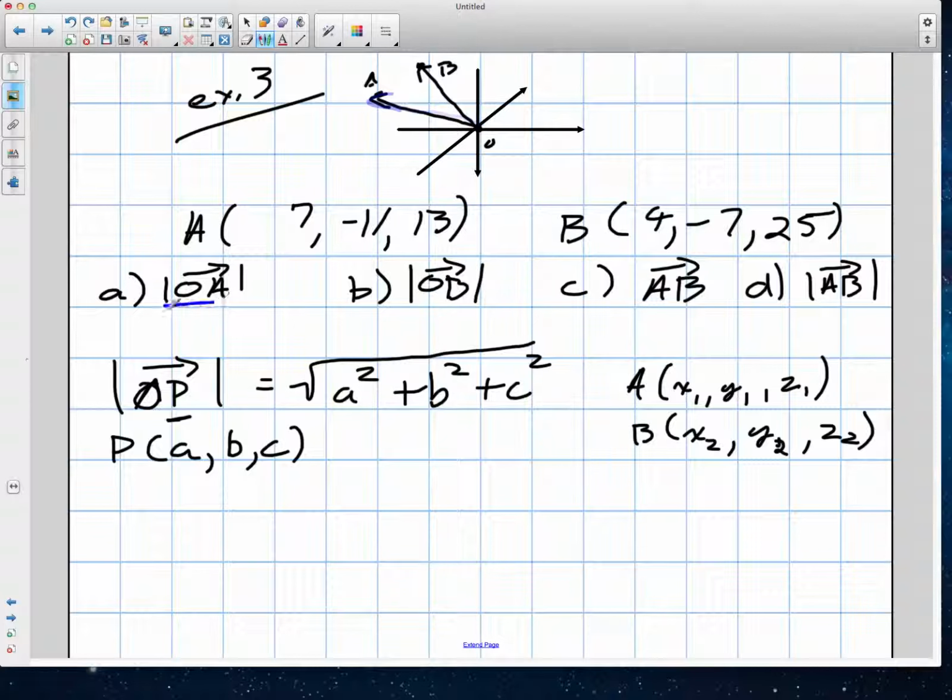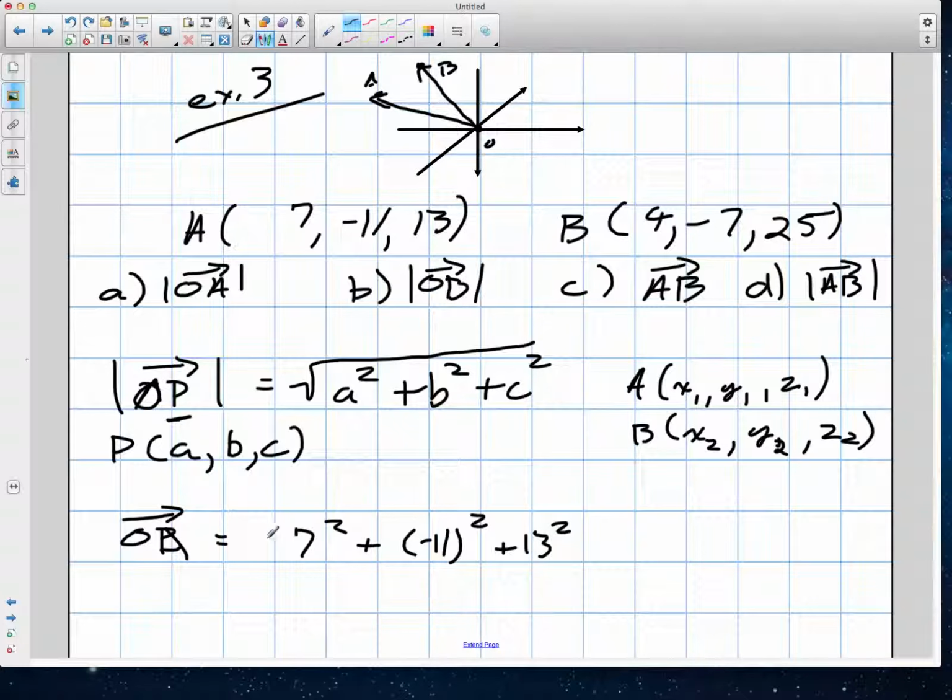Okay? So for OA, that's really easy. We already have our values of A, B, and C. So we're going to find it for OA. The absolute value of OA in this one is equal to the square root of 7 squared plus -11 squared plus 13 squared. When we square root that all, it becomes root 339, which is roughly a little over 18, the magnitude of OA. That's how far it is.